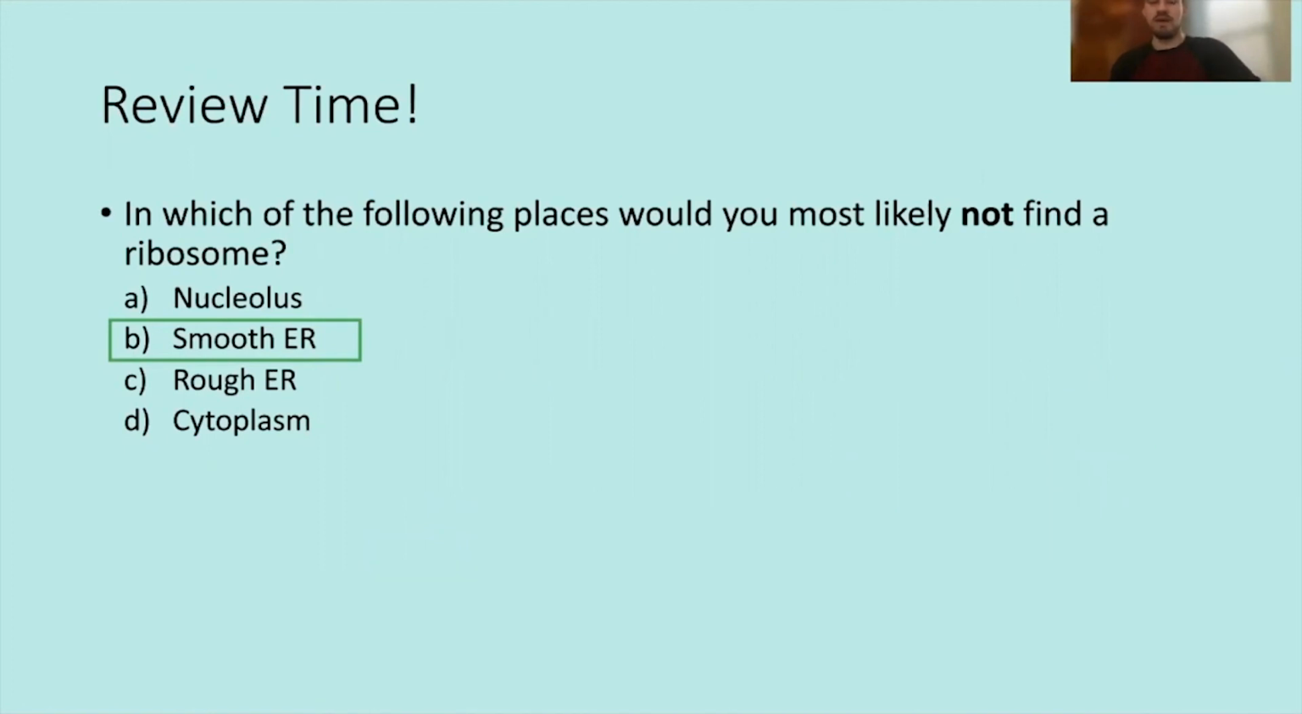The only place you wouldn't find them is the smooth ER. And we call it the smooth ER specifically because of the absence of ribosomes. It gives that membrane a smoother look. So B would be the correct answer for that one.